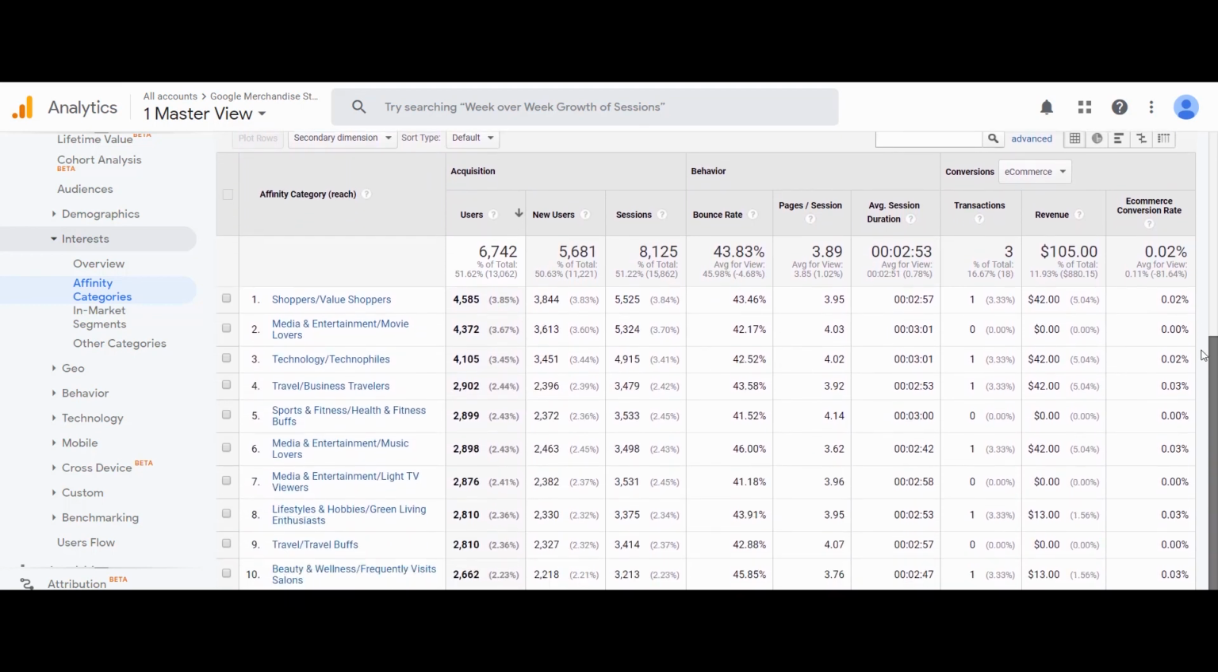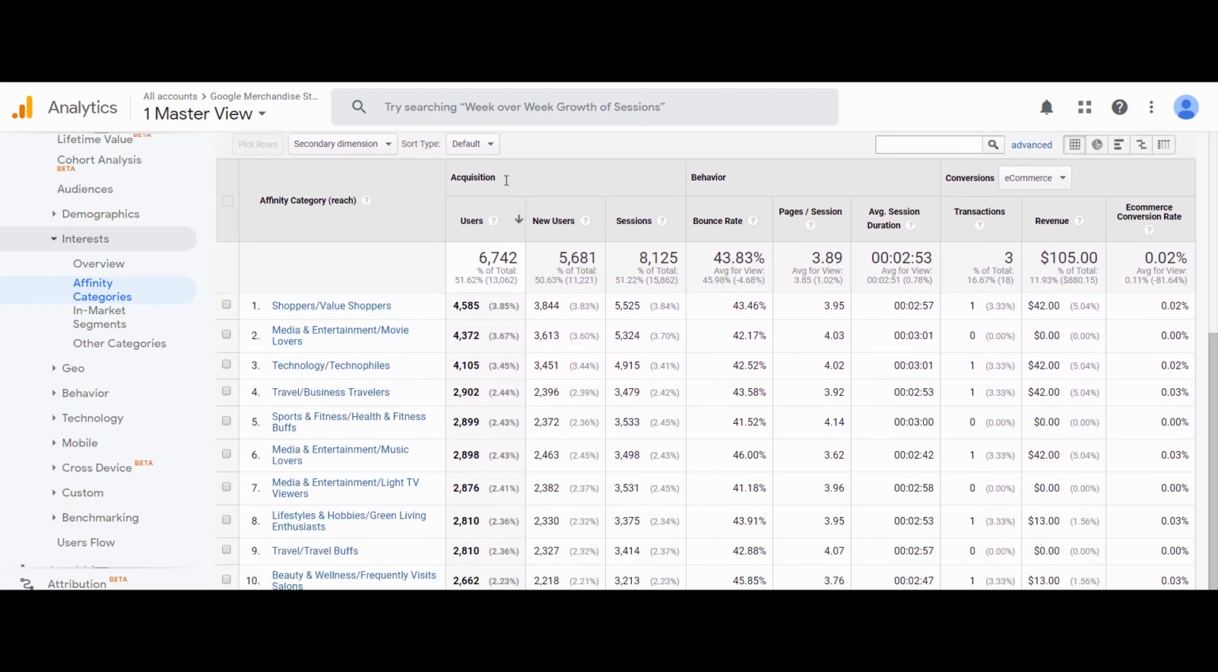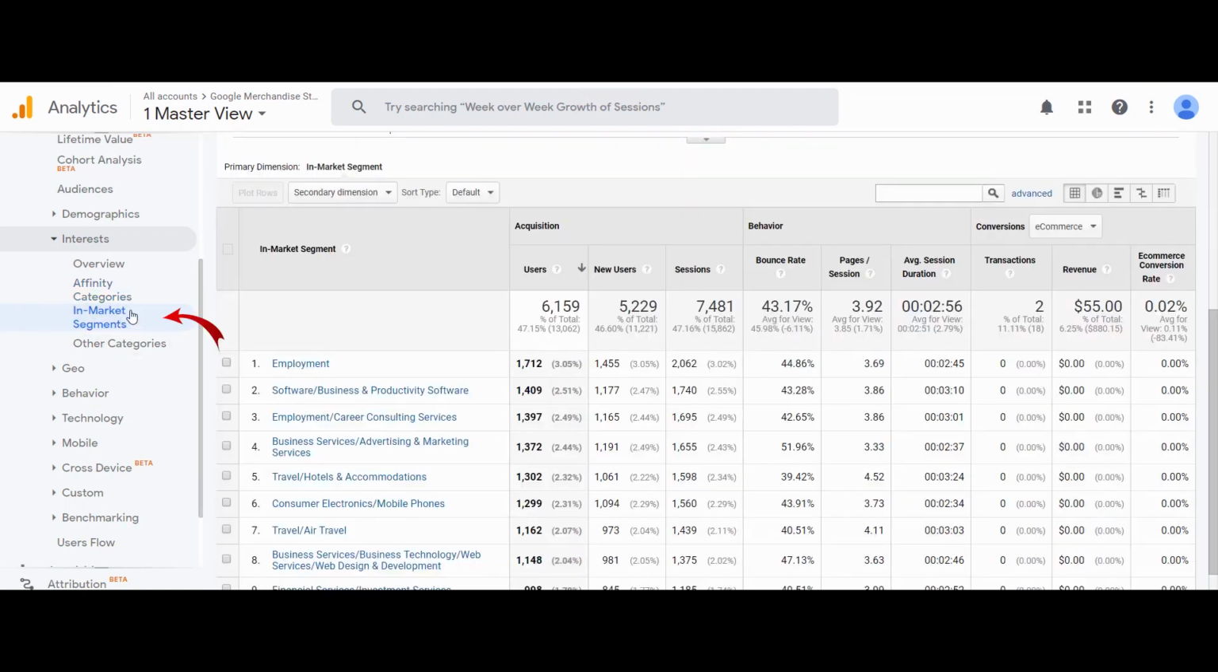We have very detailed information about each category on the basis of three phases of customer journey, that is, acquisition, behavior, and conversions. Just go through this report and try to understand insights of your audience. Similarly, we have the data regarding in-market audience and other categories.